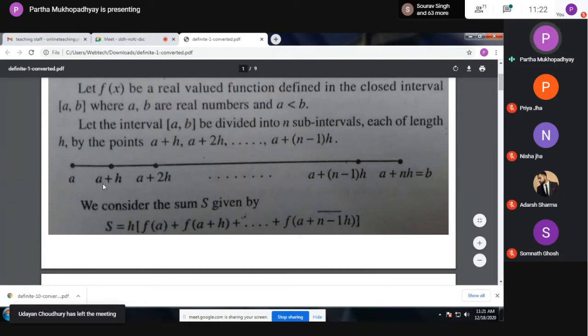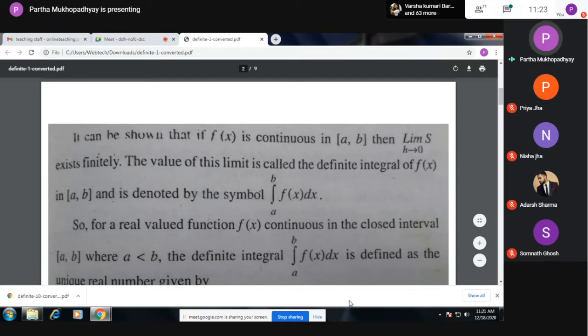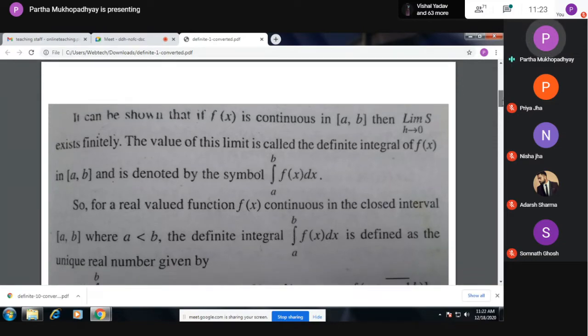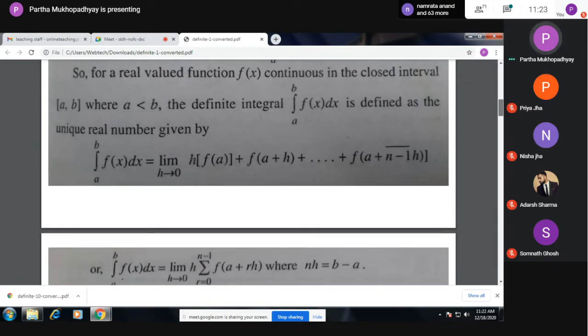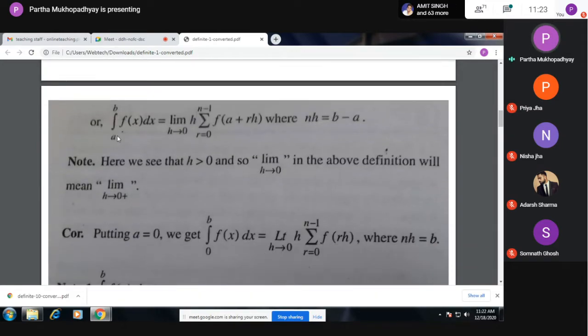n points, 1 to n minus 1, number of points. So total n plus 1 points and n partitions, and total sum S will be given by h into f(a), h into f(a plus h), up to f(a plus n minus 1 into h). So that can be written this way, integration of a to b f(x) dx. This is nothing but h into summation of f of a plus r h, r is equal to 0 to n minus 1. So this is just the notation, a to b f(x) dx basically means this one, limit of the sum, where nh is equal to b minus a.